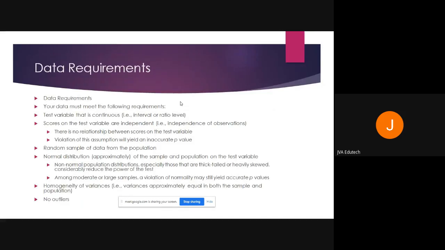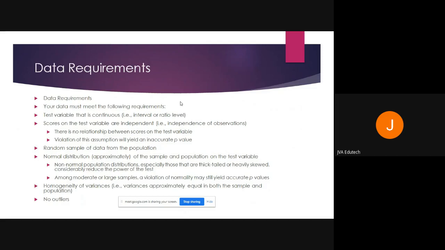Your test variable should be continuous, means the outcome variable that you want to measure should be continuous in nature, means taken either on an interval or ratio scale. And scores on the test variable are independent of each other. Independent observations should be there. That means there should be no relationship between the scores on the test variable. Each observation is drawn from every individual. From the same individual, you will not draw two observations. Because if you violate this assumption, it will lead to an inaccurate p-value.